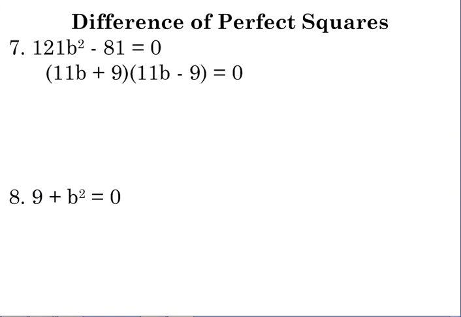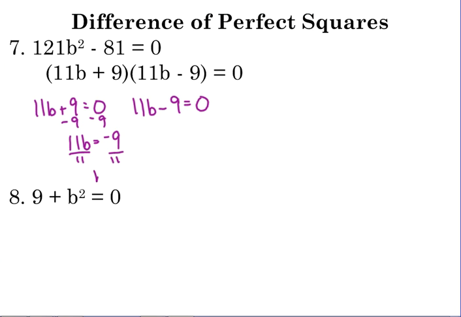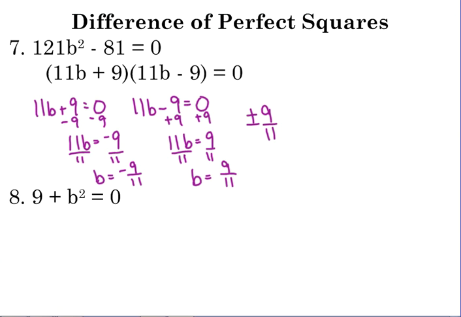Factored, so we might as well use the factored form, right? And just like we've been doing, just set your factors equal to 0 and solve. So we get -9 over 11. We get +9 over 11. If you want to write those answers as plus or minus 9 over 11, that is fine.